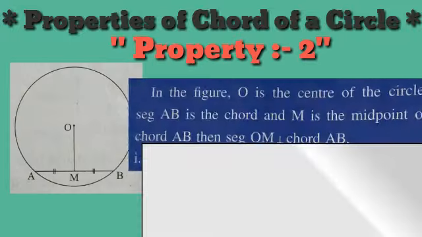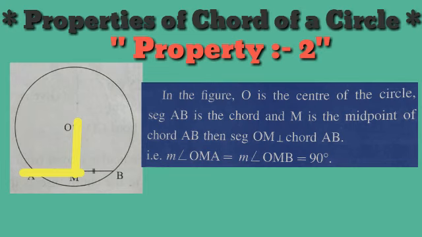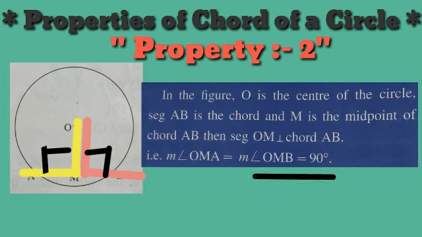Now students, let's see the second important property. In this figure, O is the center of the circle, segment AB is the chord and M is the midpoint of the chord AB. Then segment OM is perpendicular to the chord AB. That's why the measurement of angle OMA is equal to the measurement of angle OMB. Both have the same measurement, that is 90 degrees.